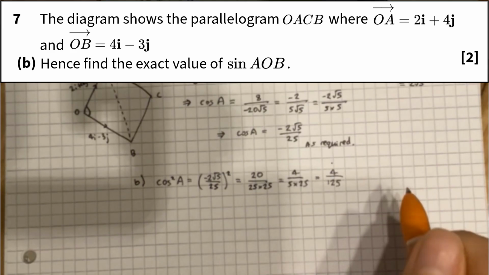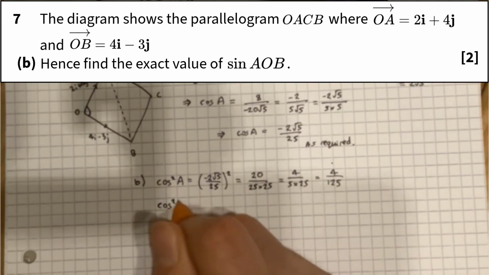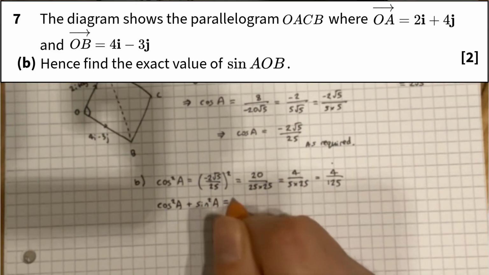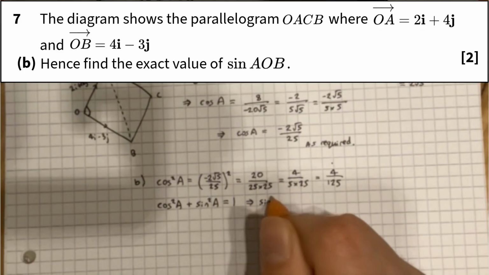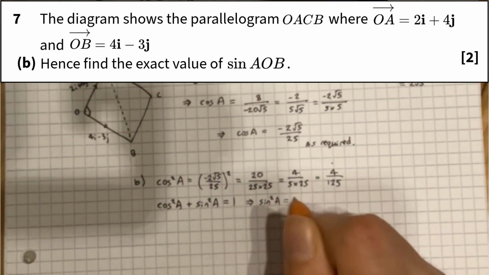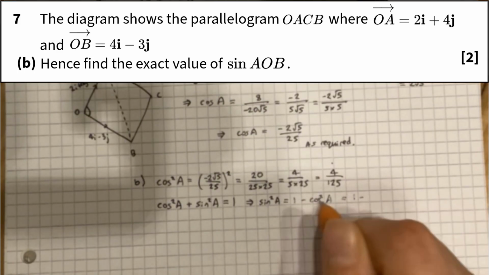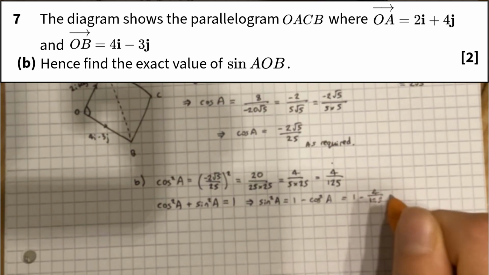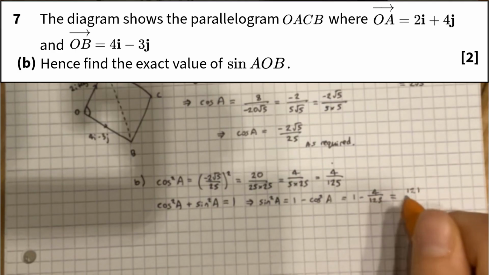So the formula, the identity that you should know, is that cos squared A plus sine squared A is equal to 1. That's true for any A, any value inside. This means that if we want sine squared, it should be 1 subtract cos squared. And we know what cos squared is. It says it right there. So we're going to do 1 subtract 4 over 125, which is 121 over 125.